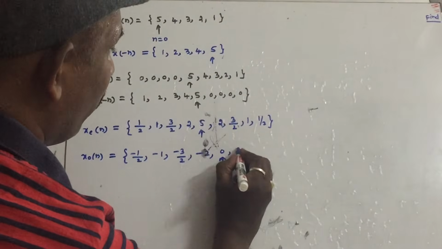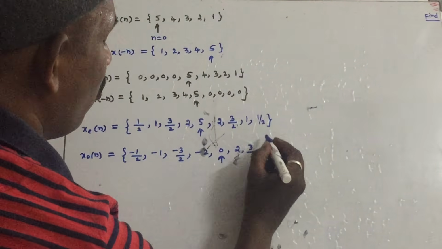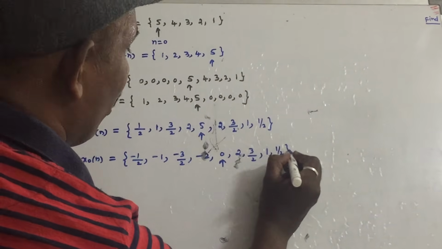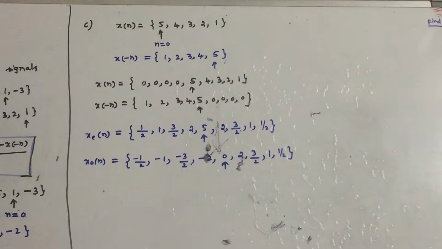So 4 minus 0 by 2, it will become 2. 3 minus 0 by 2, it will become 3 by 2. 2 minus 0 by 2, it will become 1. 1 minus 0 by 2, it will become 1 by 2. So this is how to find even component and odd component.